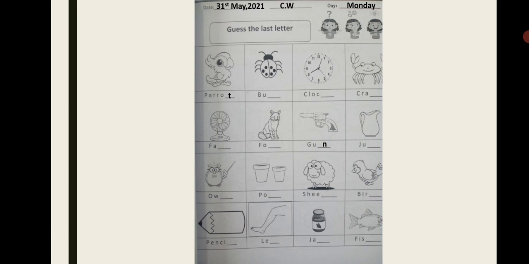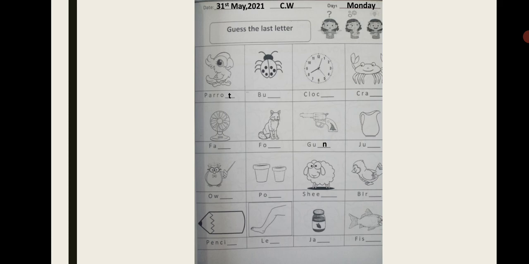Now take out the next page and write date and day on the top of the page. Now you have to guess the last letter. अब आपने वो लेटर गैस करना है जिसकी एंड में साउंड आ रही है. Look at the picture. It's the picture of a parrot. The last letter is missing. So which sound comes at the last? Parrot. T sound. So write T.